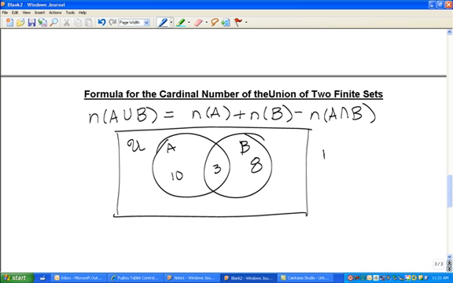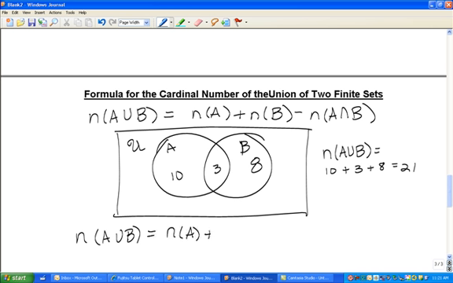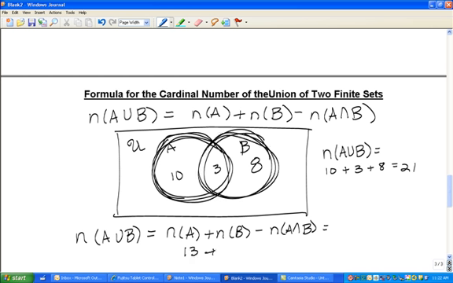Okay, let's count the number of elements in A union B. Number in A union B, we would just simply add up all the numbers we have here. And so we're going to get 21 elements are in A union B. But let's look at our formula. According to that, we want to take the number in A plus the number in B minus the number in A intersect B. So the number in A, notice, is 13. The number in B is 11.